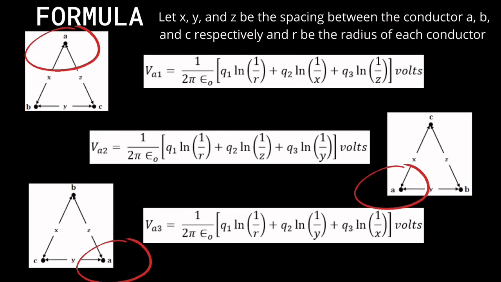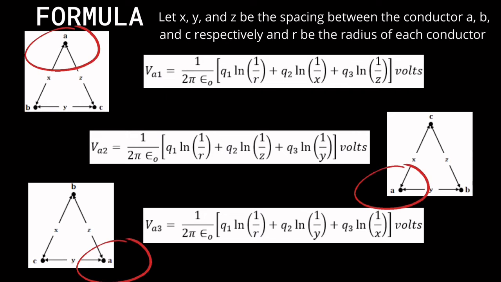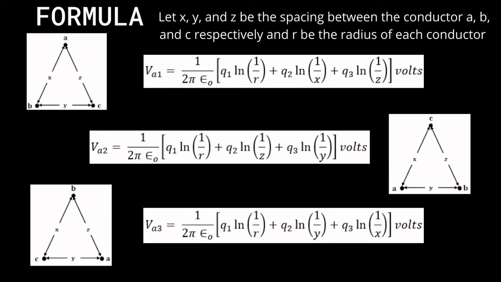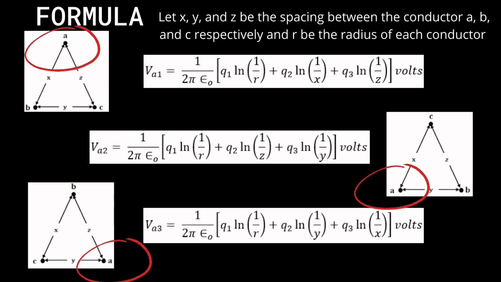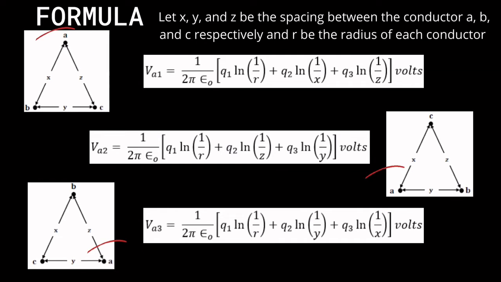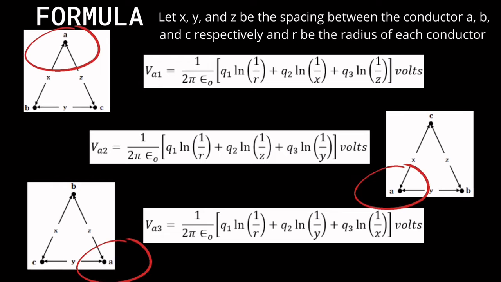As seen in the figure, let x, y and z be the spacing between the conductors A, B and C respectively, and r be the radius of each conductor. When phase A is in position 1, as shown in figure 1, B in position 2, and C in position 3, the equation is VA1. Next, when phase A is in position 2, B in position 3 and C in position 1, the equation is VA2. And lastly, when phase A is in position 3, B in position 1 and C in position 2, the equation is VA3.